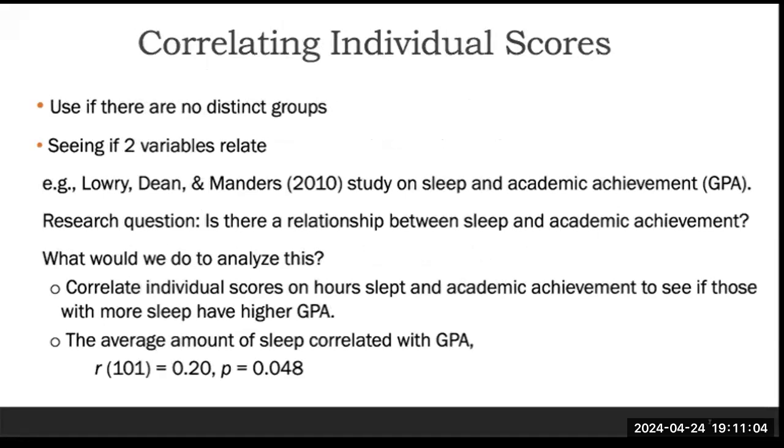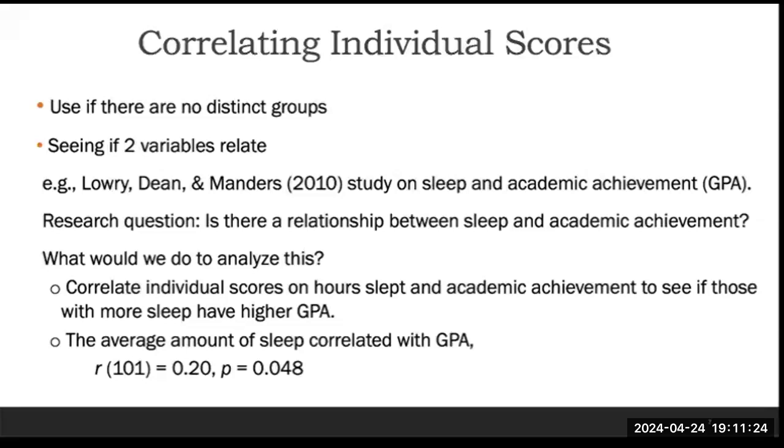So for correlating individual scores, we do that when we have at least two variables to examine. We use this if there aren't any distinct groups. So in the previous example, we had three distinct groups. We had parents, teachers, and students. So now let's look at this one.